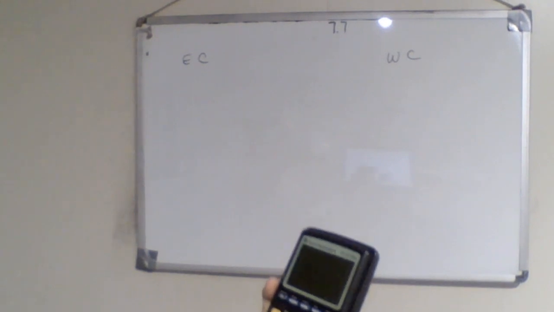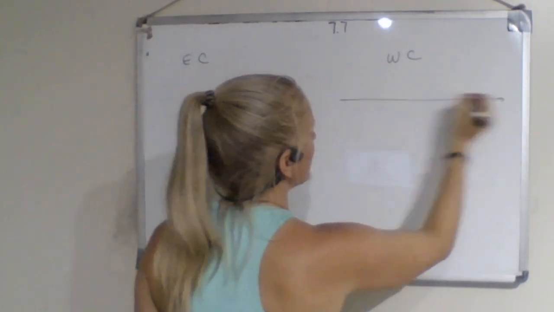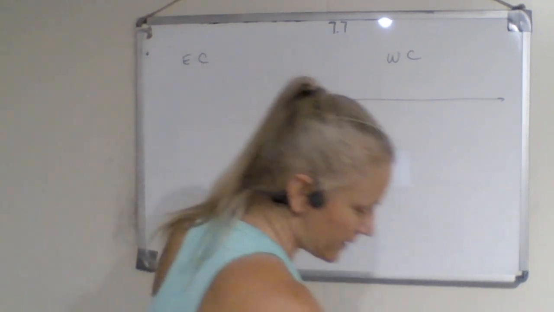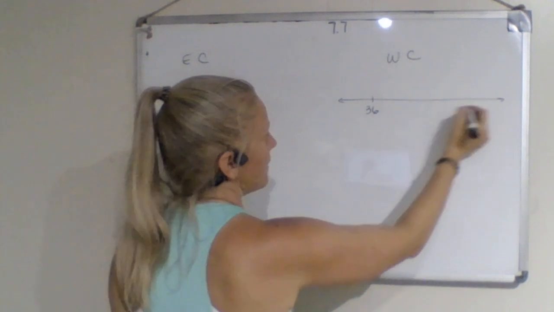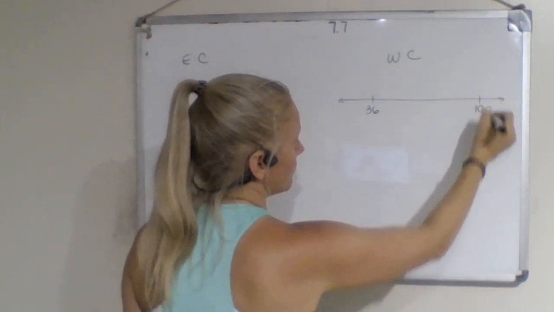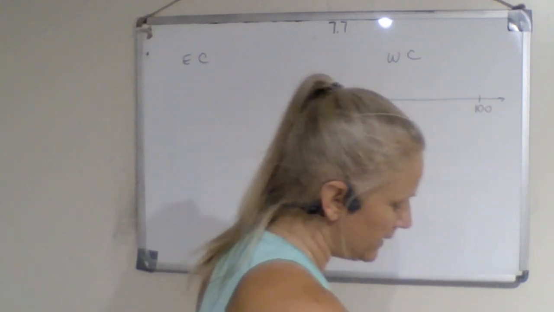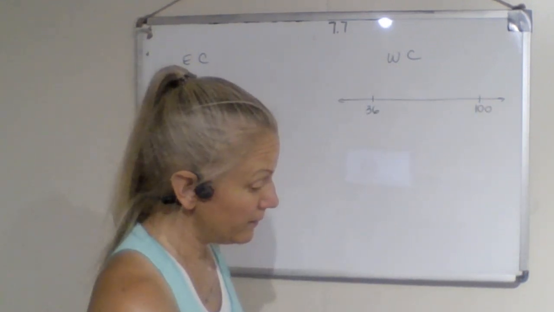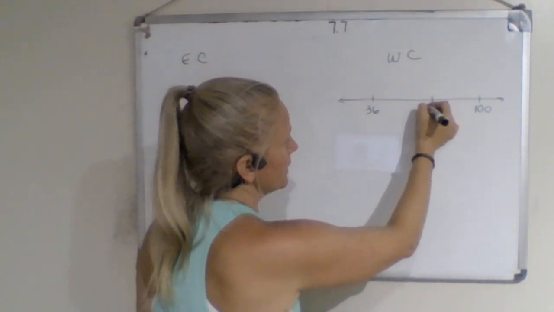The way we do this is we have a line, a number line. We're going to first plot the minimum and the maximum. The minimum in this case is 36. The maximum is 100, right? The next thing we want to plot in is my median. My median is 71. 71 is a little bit closer to 36. I'm going to put it about right here.